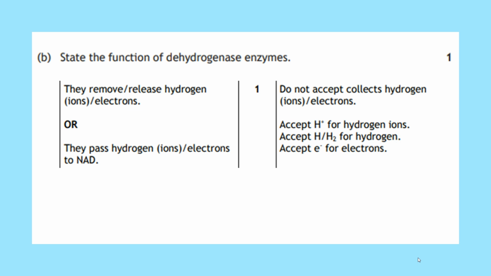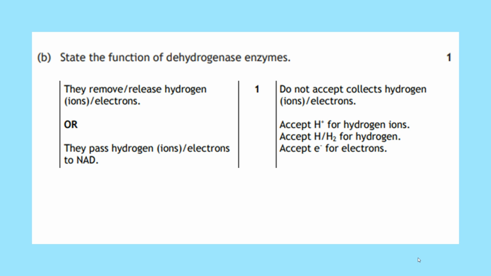So the role of dehydrogenase enzymes is to remove or to release hydrogen. So do not accept collects hydrogen. That's not the enzyme that's doing the collection, that's the NAD. The dehydrogenase enzyme is what removes the hydrogen. Another way you could have worded this is to say it passes the hydrogen to the coenzyme NAD. So dehydrogenase removes hydrogen from the chemicals and passes it to the NAD molecule.